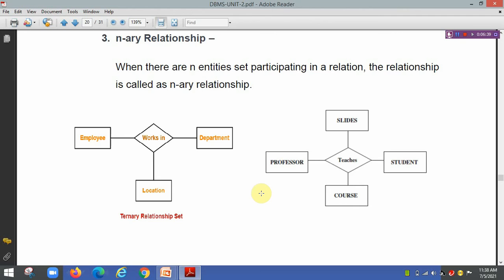So this is the concept of degree. That means the number of entities participating in a relationship set. This concept is known as degree.